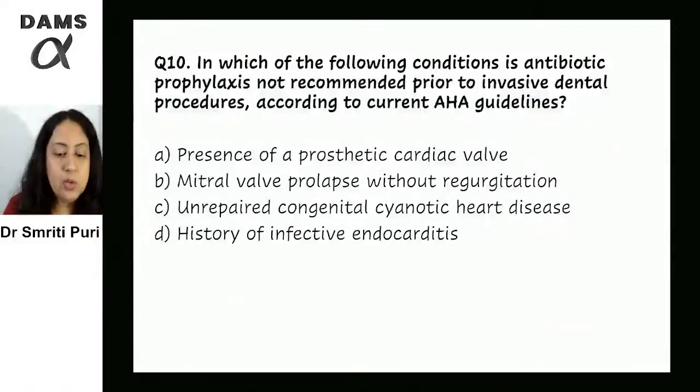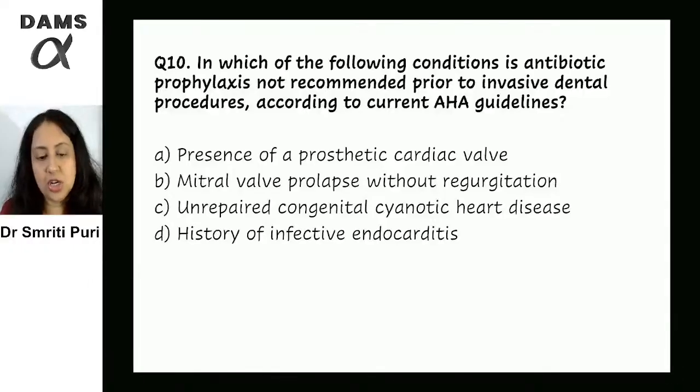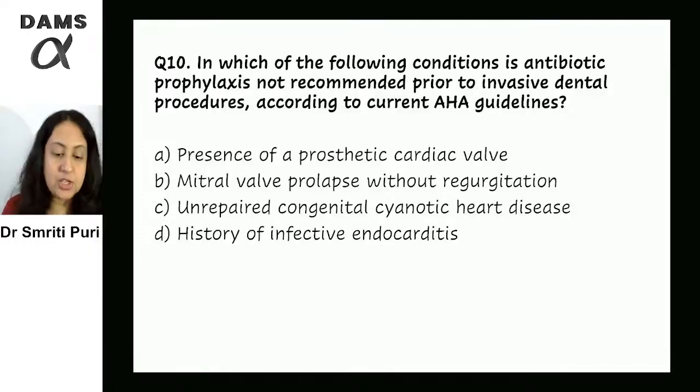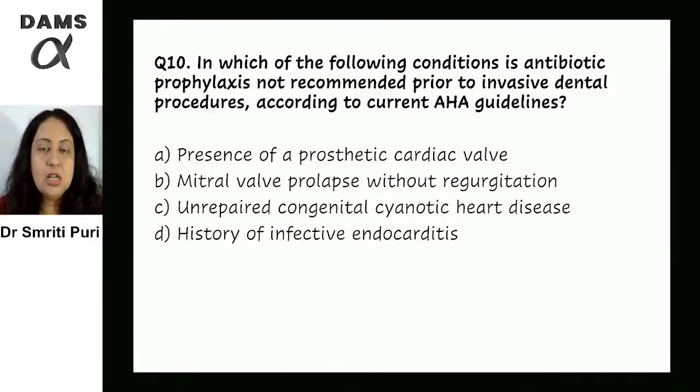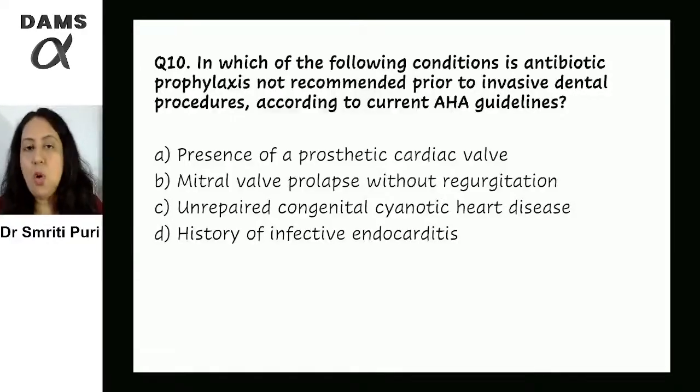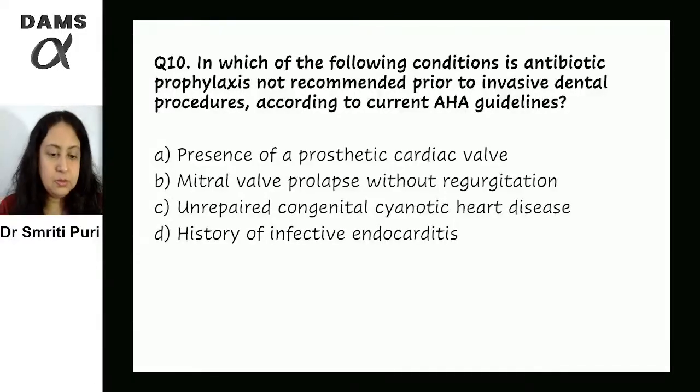So question 10: in which of the following conditions is antibiotic prophylaxis not recommended prior to invasive dental procedures according to the current AHA guidelines? A, presence of a prosthetic cardiac valve. B, mitral valve prolapse without regurgitation. C, unrepaired congenital cyanotic heart disease. D, history of infective endocarditis. I want all of you to answer this question. I have given a table regarding this. We discussed a similar question in my last session. Please, all of you, answer this. Question number 10.